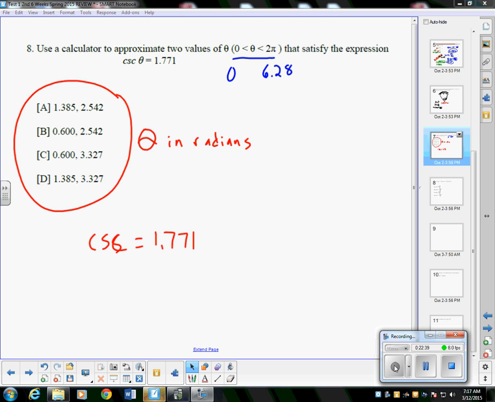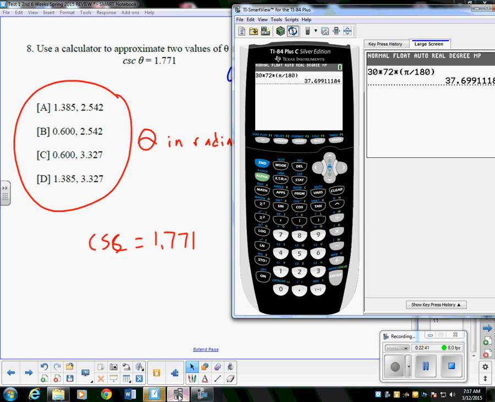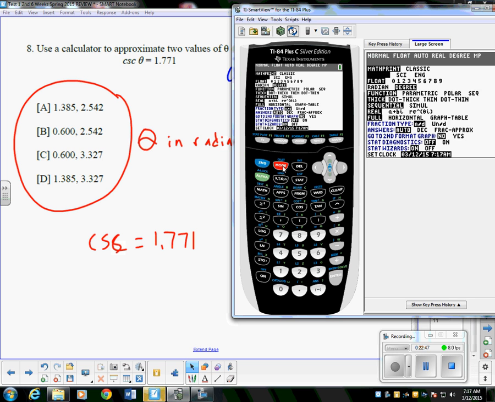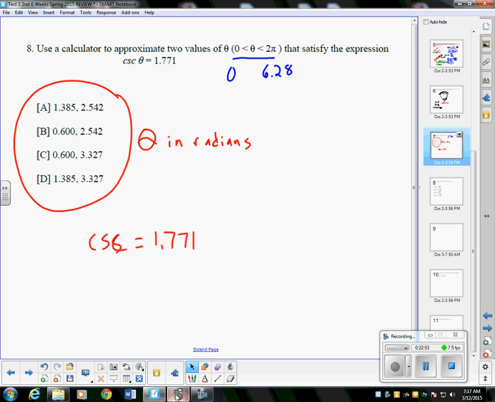So here's the way I do this one. I go to the calculator, and I need to be in radians because if I look up here, my condition was from 0 to 2 pi. That's radians right there. Or in other words, my angles need to be between 0 and 6.28.